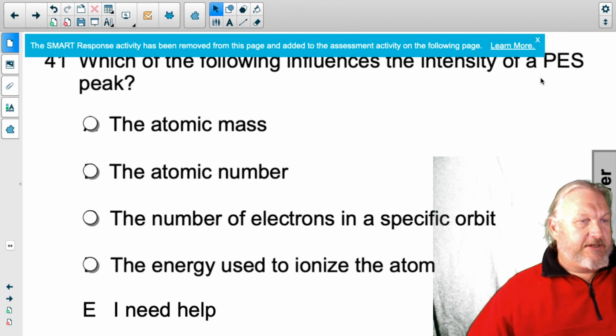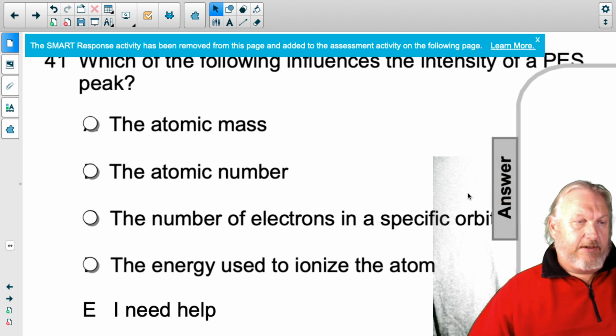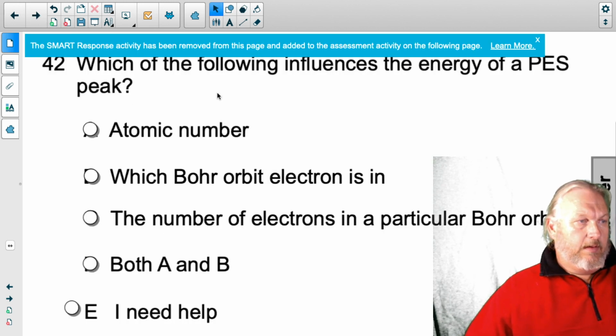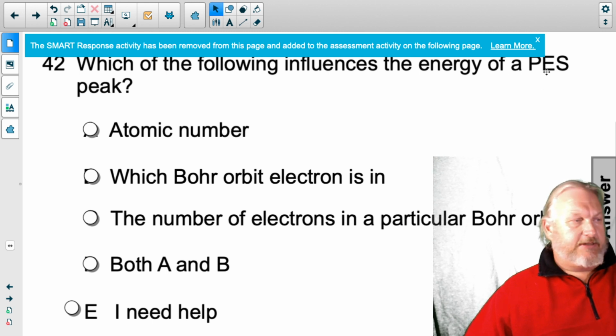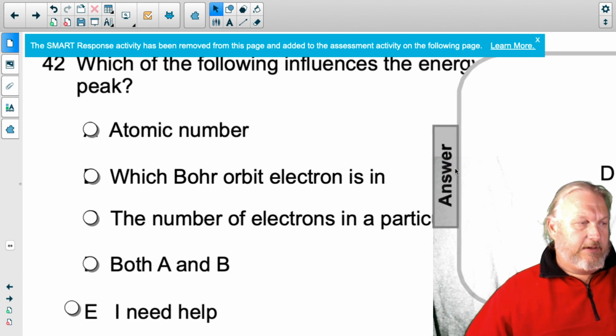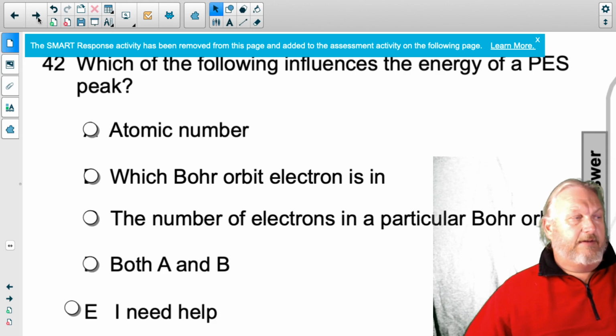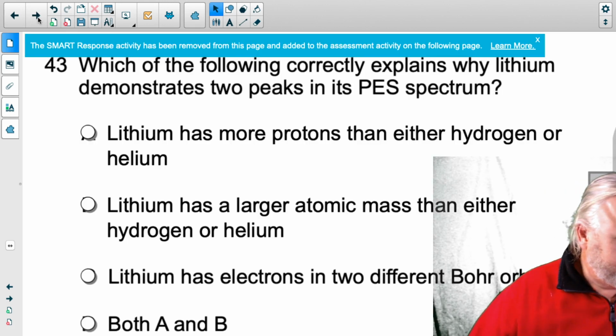So what influences the intensity of a PES peak? The number of electrons in a specific orbit, I would say C. Okay, C, the number of electrons in a specific orbit. Which influences the energy, or the x-axis, of the peak? Not the number of electrons, the atomic number, which Bohr orbit electron is in. I would have to say A and B, because the atomic number gives the number of electrons in a neutral atom.